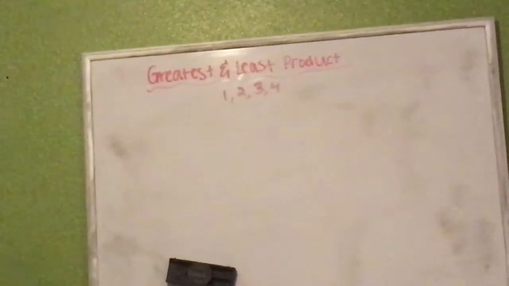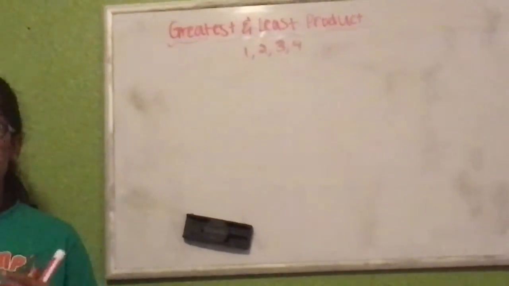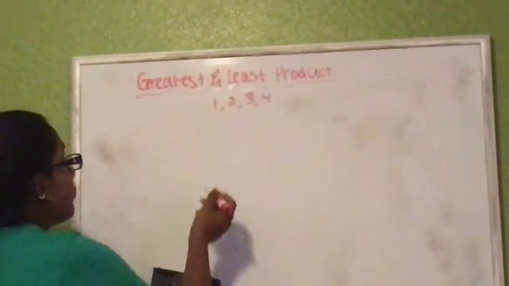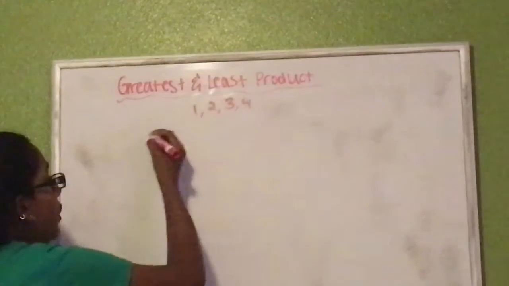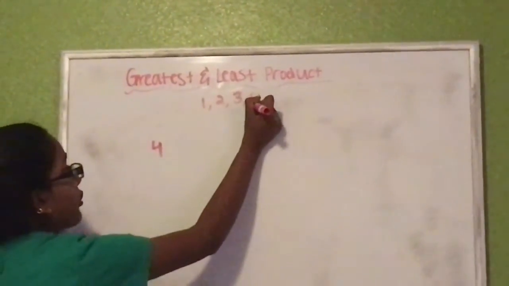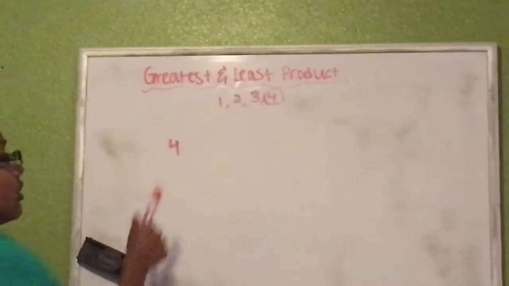This method is a little tricky to follow in the very beginning, so pay close attention because it could be really helpful once you get the hang of it. So you have 1, 2, 3, 4. So we have the 4 right here. We're going to put the greatest number right here, anywhere on the paper, 4.